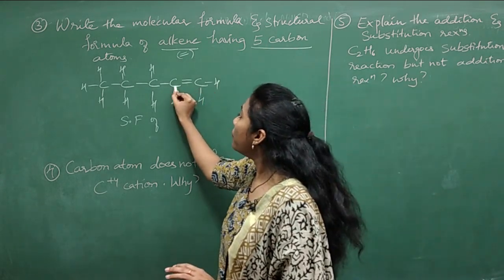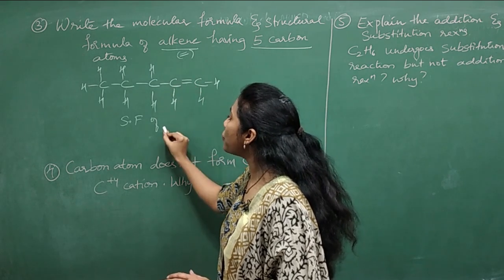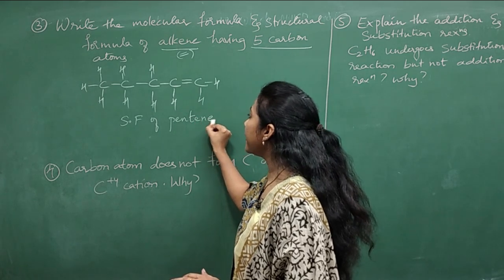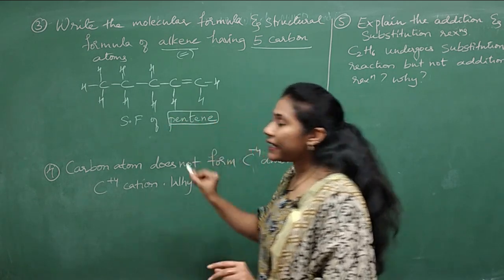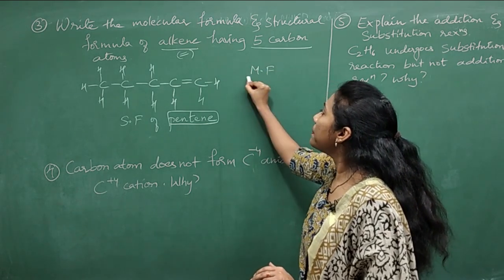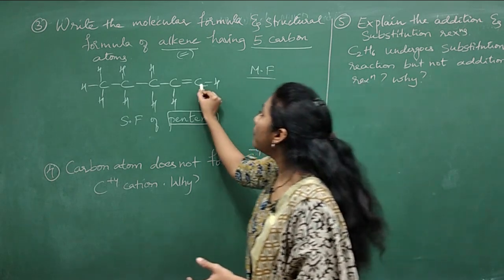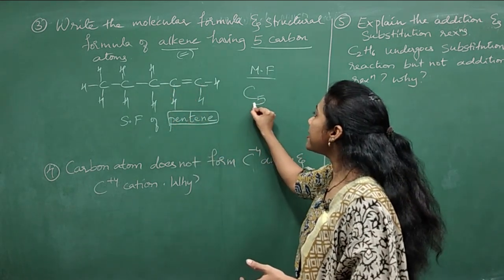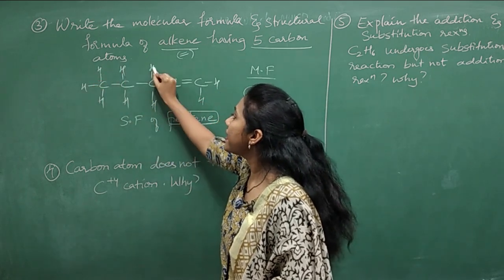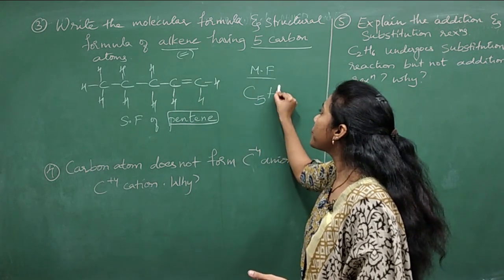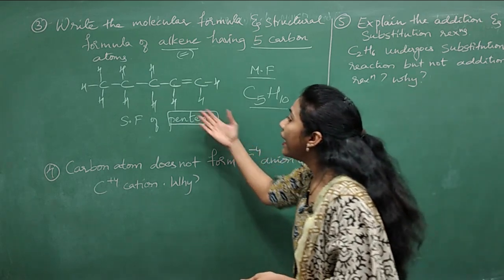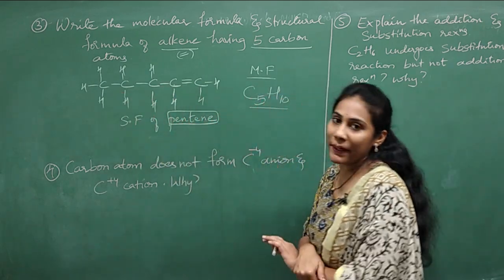So what name will you give for this compound? 5 carbons, so you will write it as pent, and a double bond is there, so ene. So this is actually pentene. Now they have asked you the molecular formula, which means the shortcut formula. How many carbons are there? 5, so write it as C5. How many hydrogens are there? Count. 1, 2, 3, 4, 5, 6, 7, 8, 9, 10. Isn't it? So C5H10 is the molecular formula of pentene, and this is the structural formula of pentene.